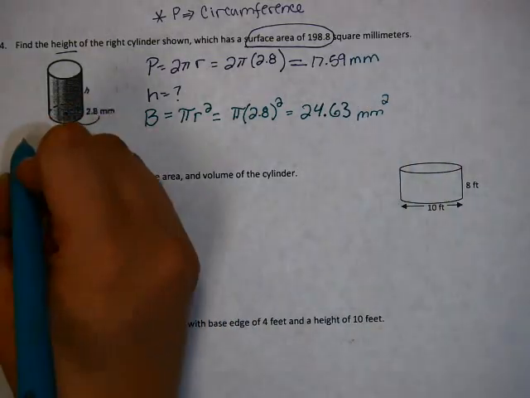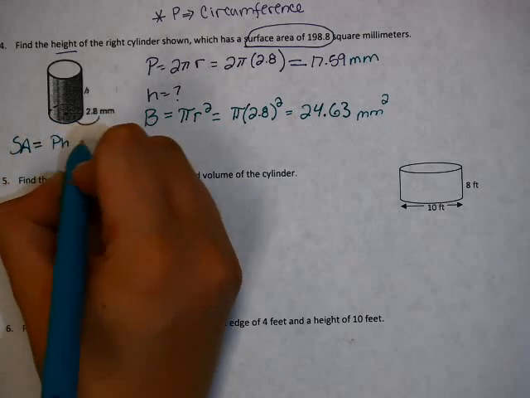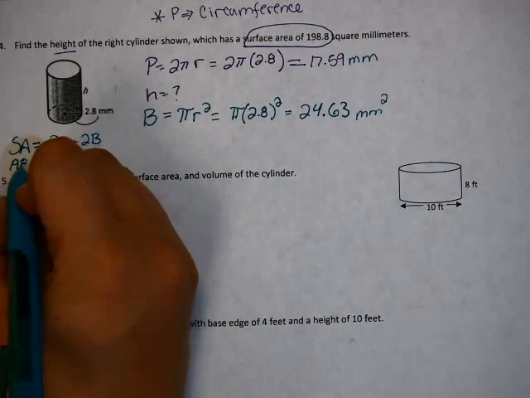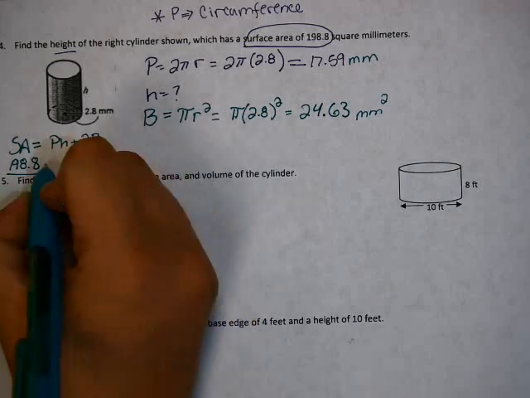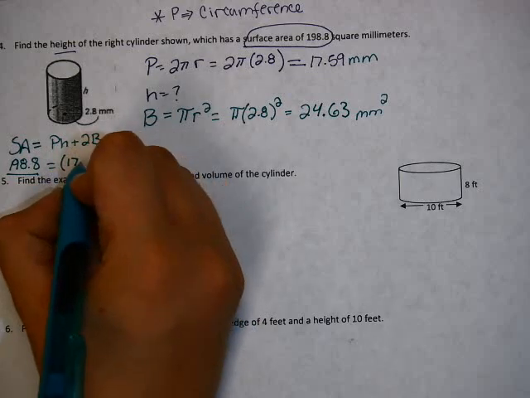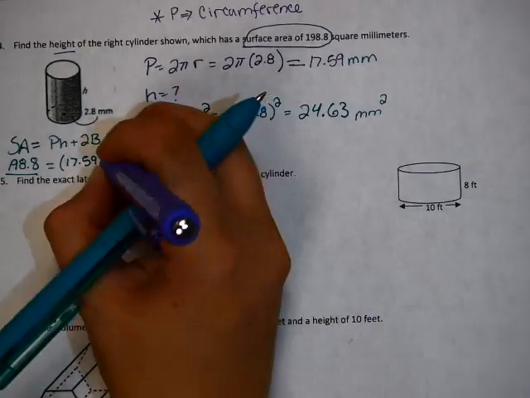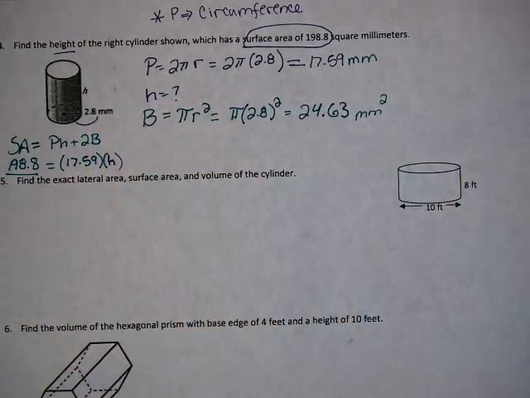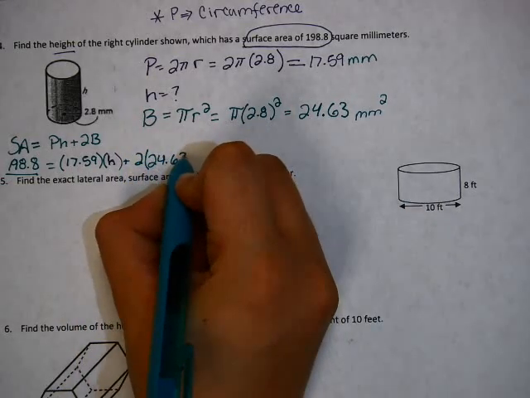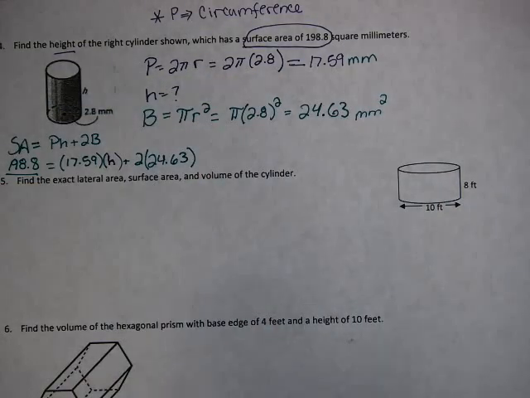Okay, so then for surface area, since we're given that, let's go ahead and write out our equation. 198.8, I'm going to sub that in for the surface area. Perimeter, we have 17.59. Height is our big mystery. And the base, we have 24.63. Okay. All right, and we are just solving from here for height.